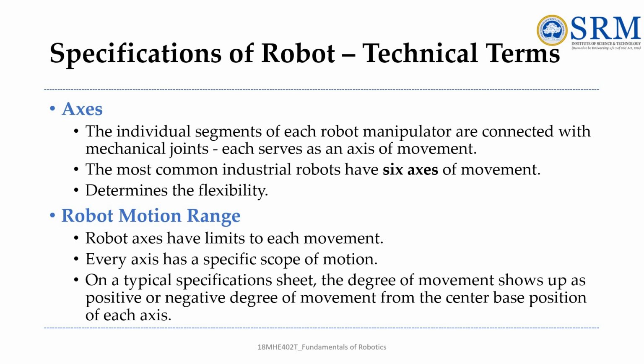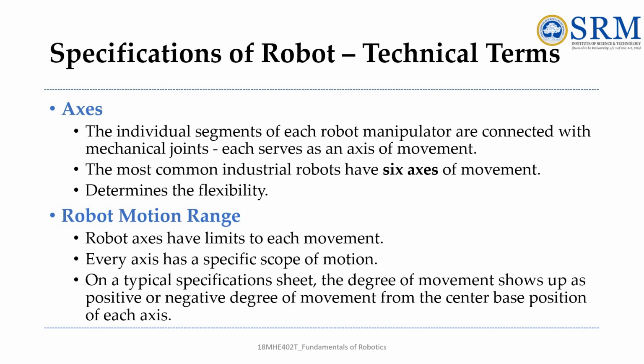Next is about axis. Think of robot axis as the different parts of the robot's arm that can move. These parts are connected by joints which allow them to twist and turn. Most industrial robots have six of these axes, giving them a lot of flexibility in how they can move.